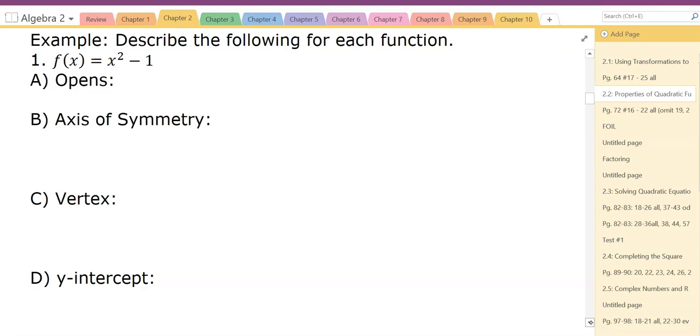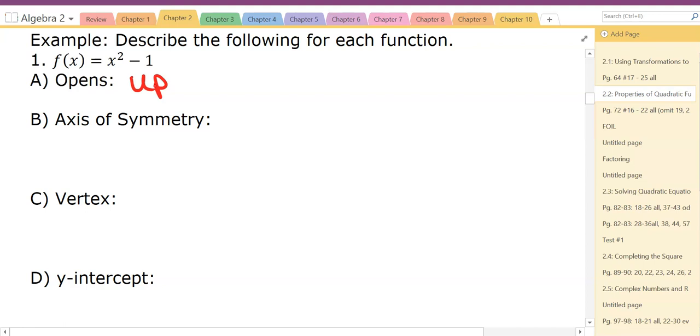So this one says x squared minus 1. If we look at the x squared term, it's positive because there's no negative sitting in front. That means that it's going to open up. Okay, so when it says opens, I would say up. It opens up.